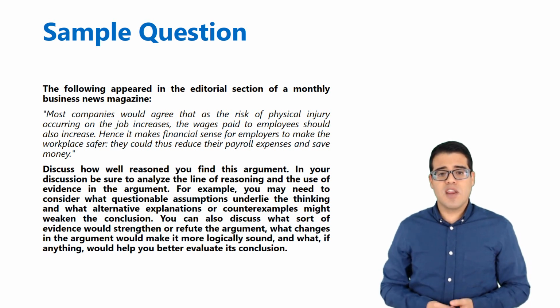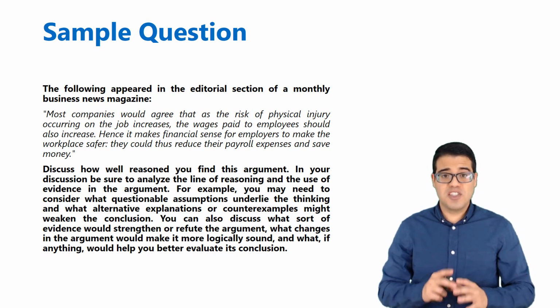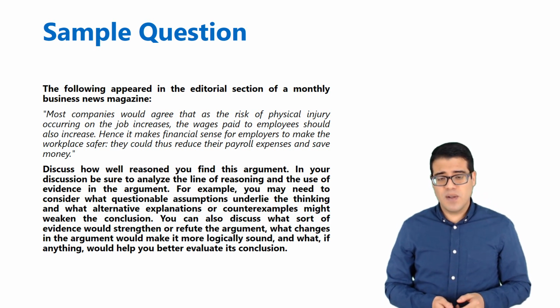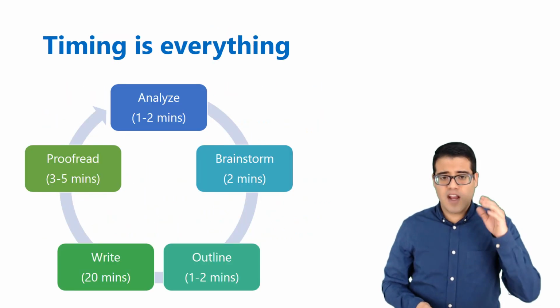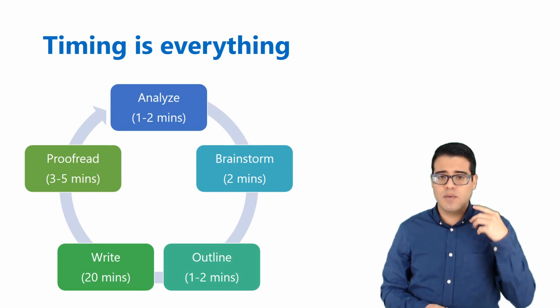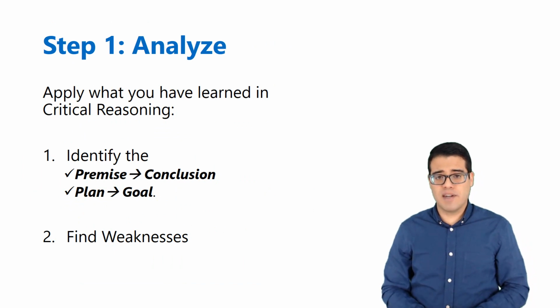What changes in the argument would make it more logically sound? And what, if anything, would help you better evaluate its conclusion? As you can see, the instructions are very clear and they are the same for every argument. And you can use those lines to your advantage. So, let's apply the concept we saw before. Analyze, brainstorm, outline, write, and proofread. So let's begin with the analysis part.